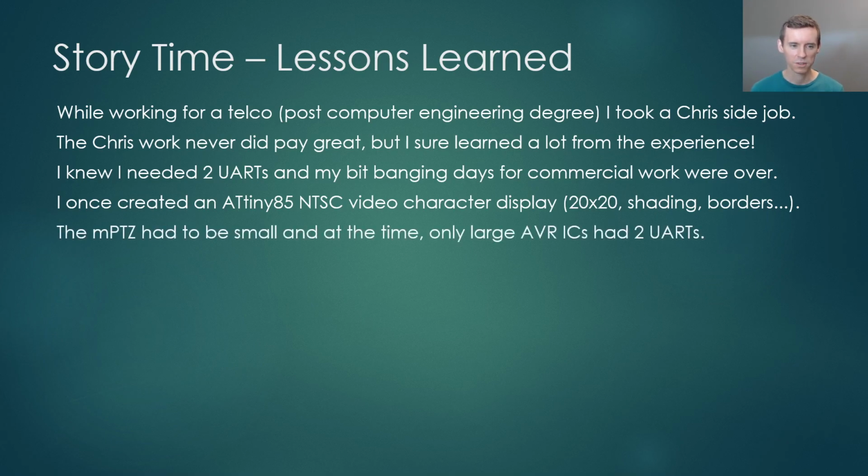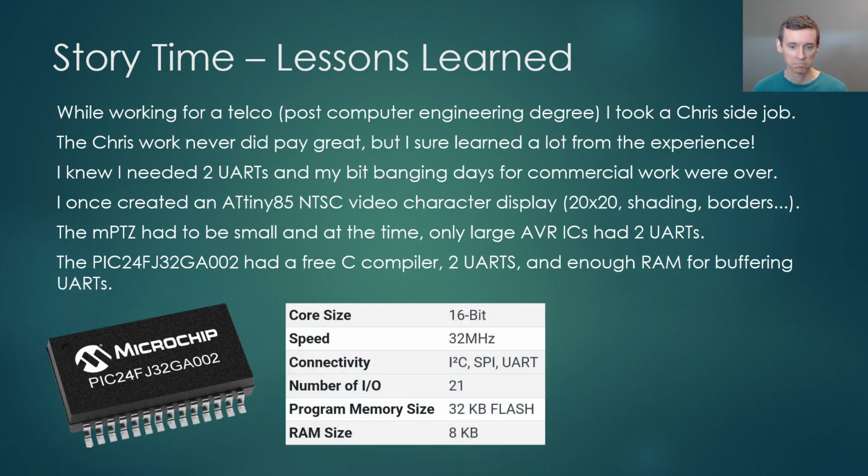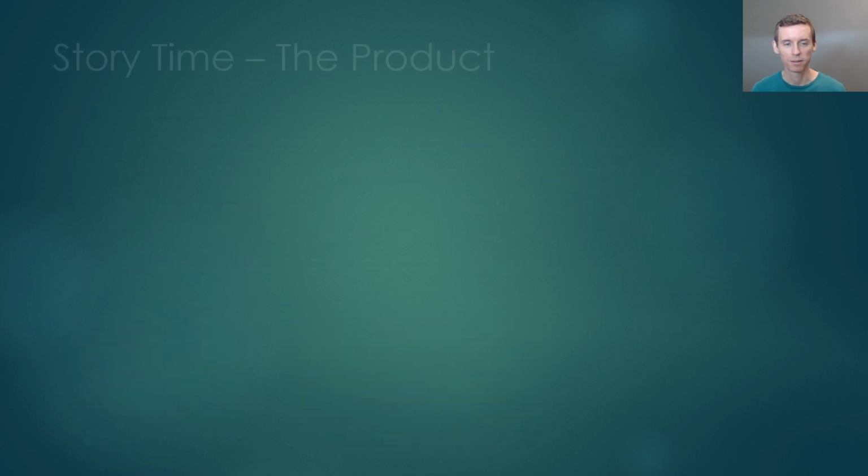Right, so this product was called the MPTZ, and I knew I needed 2 UARTs. I was done being dumb and trying to use small AVRs that only had 1 UART. But I looked at the PIC 24, and I was like, well, it's got a free C compiler. It's got 2 UARTs and enough RAM for buffering those UARTs. And it's not a PIC 16, none of that garbage. So yeah, I went that way.